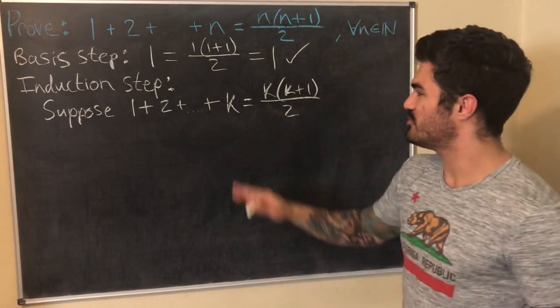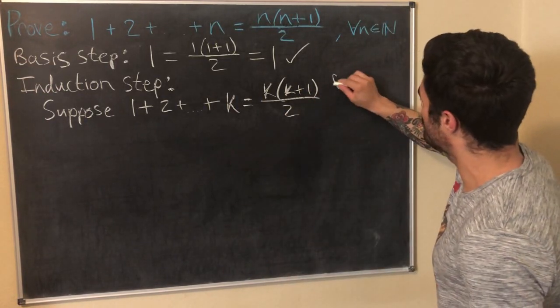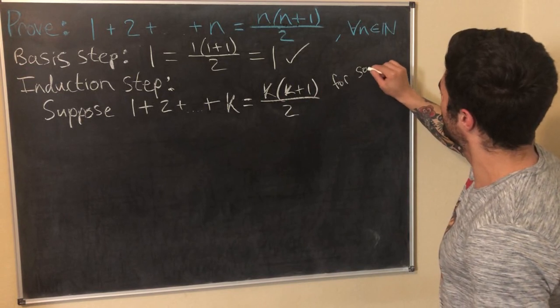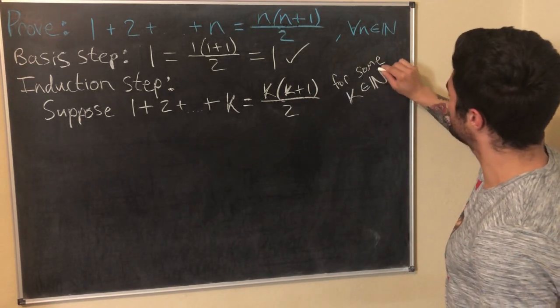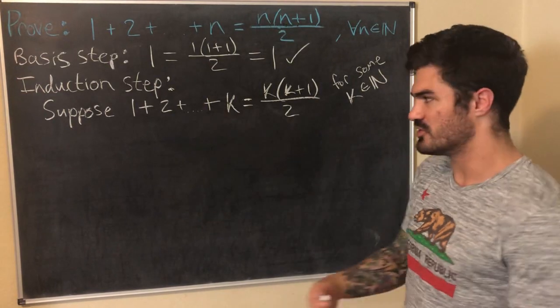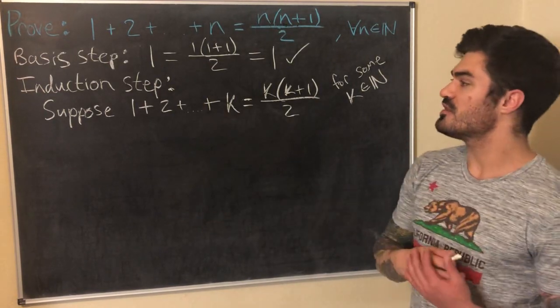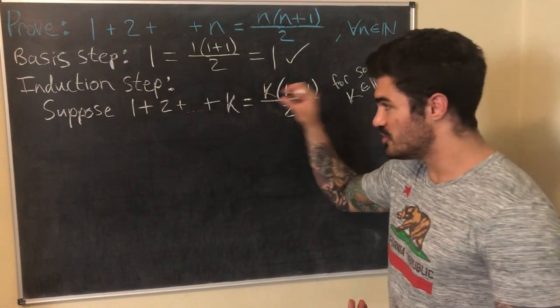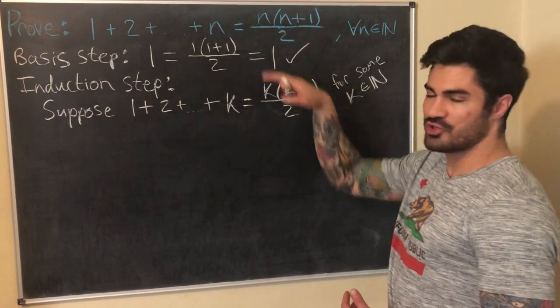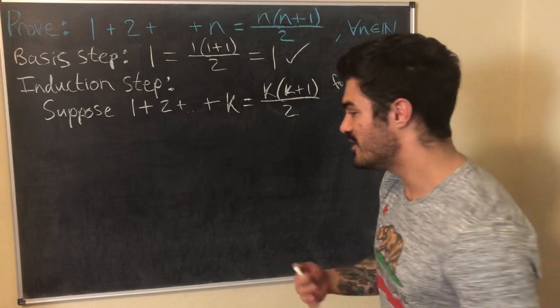And if you really wanted to be precise out here, you would write for some k in the set of natural numbers. But usually when you write this out, people know what you mean. They know you're talking about just some arbitrary k. Okay? So let's see, where do we want to go from this? Remember, we're taking this assumption and we're trying to use it to show that the statement is true for k plus 1, right? When n equals k plus 1.